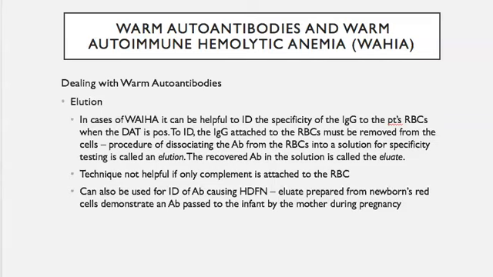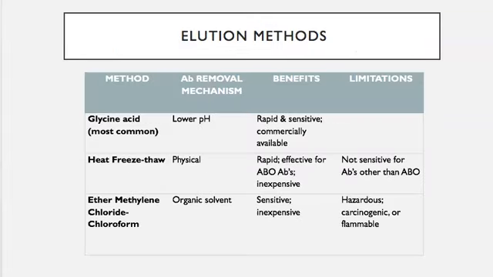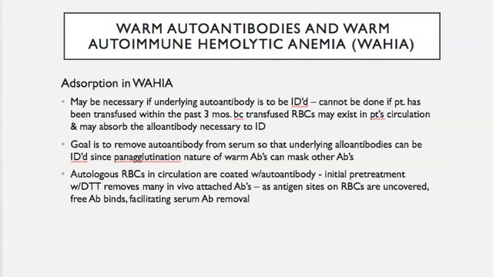This technique is not helpful if it's only complement that's attached to the red cell. This can also be used for identification of the antibodies that could be causing hemolytic disease of the fetus and newborn. So the eluate is prepared from the newborn's red cells and demonstrates an antibody passed to the infant by the mother during pregnancy. Here is a table that shows some of the different methods of elution that can be done, the mechanism by which they work, and then benefits and limitations. So just read over those comments there.